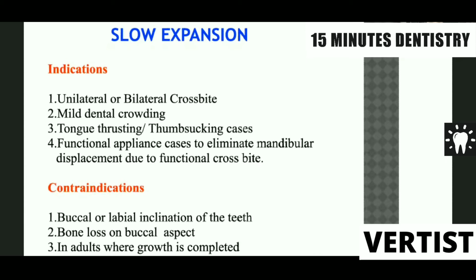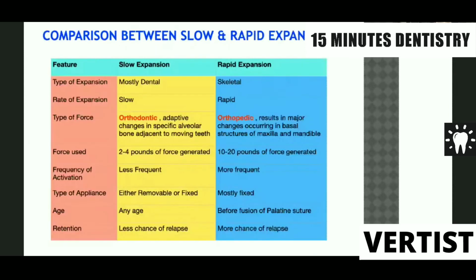Contraindications are buccal and labial inclination of the teeth. It's a big no. Bone loss, if you see on the buccal aspect, then you cannot go ahead and do slow expansion. And in adults, when the growth is completed, unless you want to do only dental expansion. If we compare between the slow and rapid expansion, slow expansion is generally dental, whereas rapid is mainly skeletal.